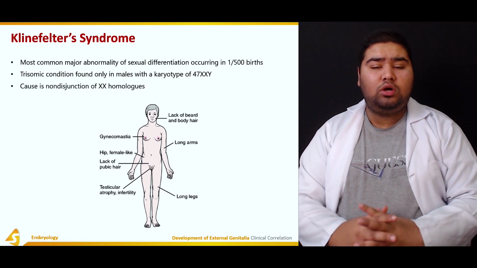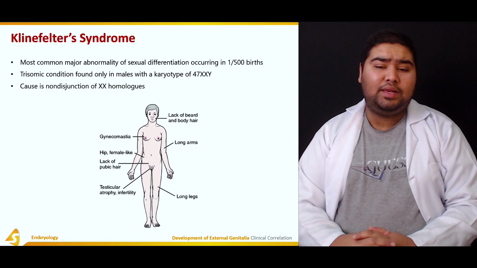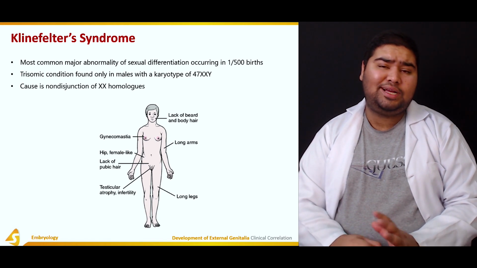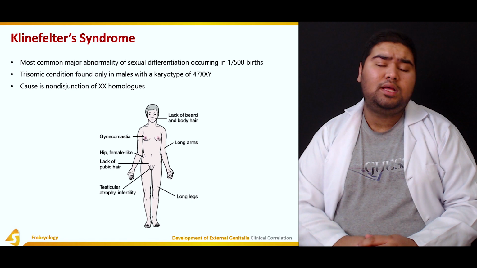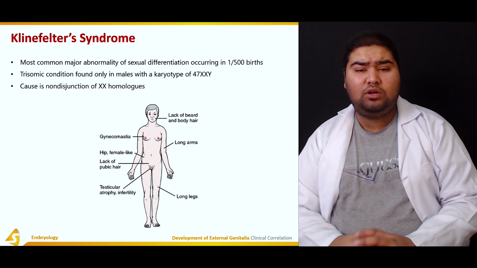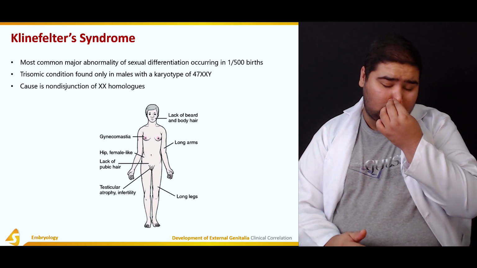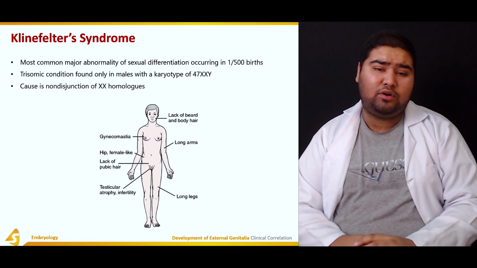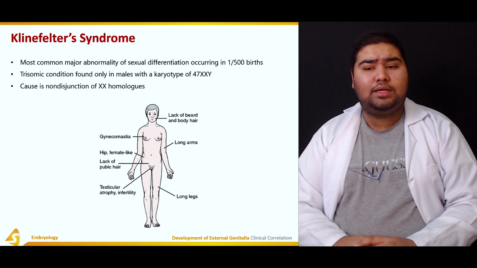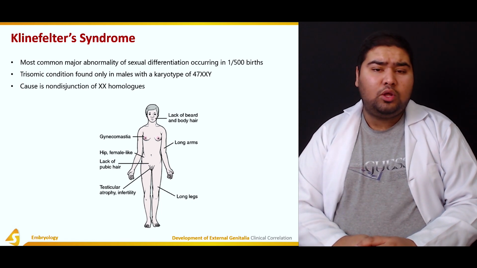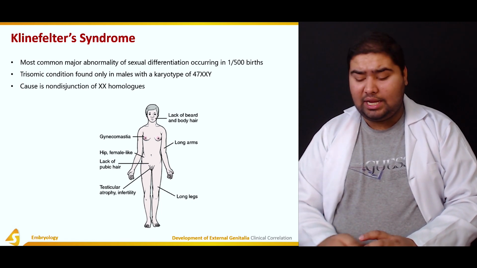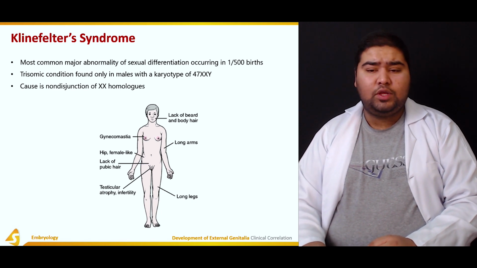The cause is non-disjunction of the homologous X chromosomes. Non-disjunction of the homologous chromosomes results in the production of a gamete with a double X complement, as a result of which, when it is fertilized, it forms a triple X, double XY individual, which is known as the trisomic Klinefelter syndrome condition.